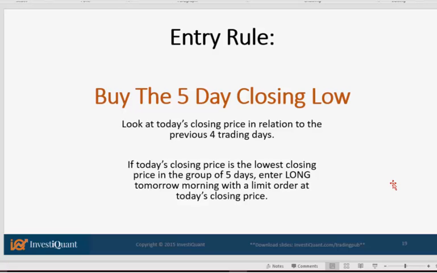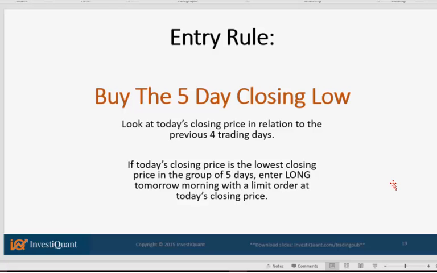So the entry rule for the 5 low, 5 high strategy is to simply buy the day after the market closes at a 5-day low. So you're looking for a 5-day low to appear. We're going to buy the next day using a limit price of today's close. So if today we close at a 5-day low, we're going to buy tomorrow morning using a limit of today's close.